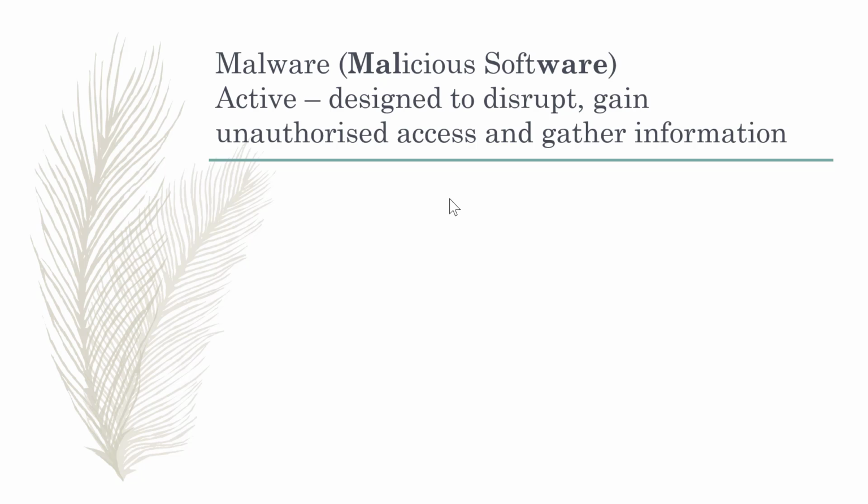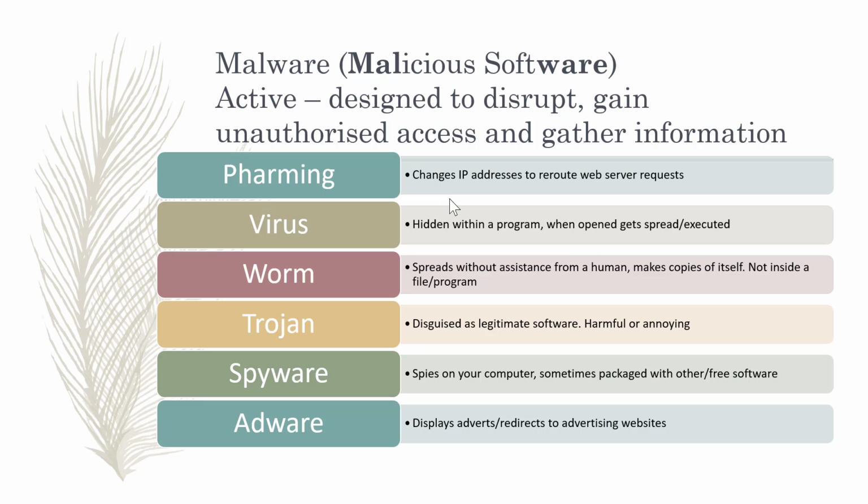Now, the other sort of thing we've got is malware. So things like viruses that you've probably heard of before. Now, these are active. These are designed to disrupt and gain unauthorized access and gather information. And there are lots of different types.